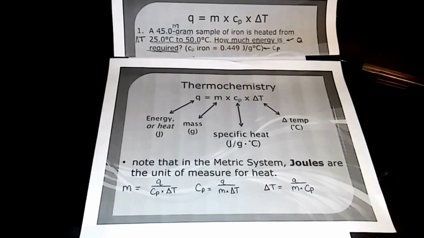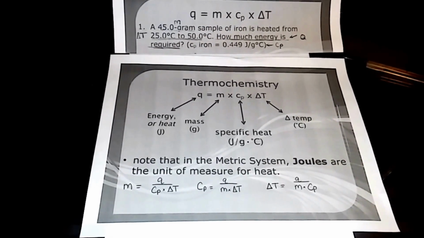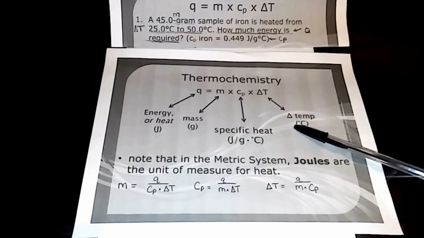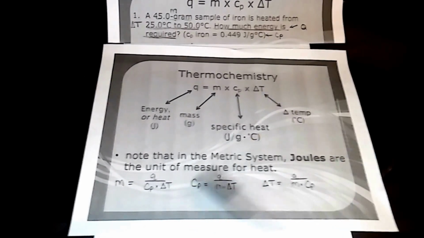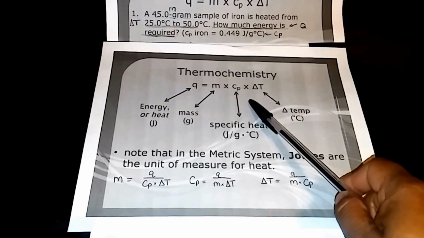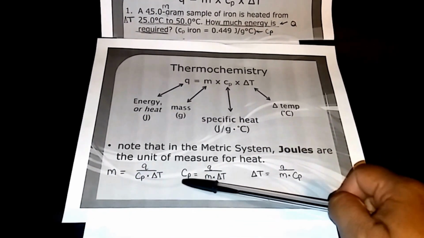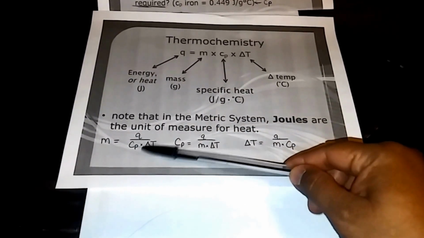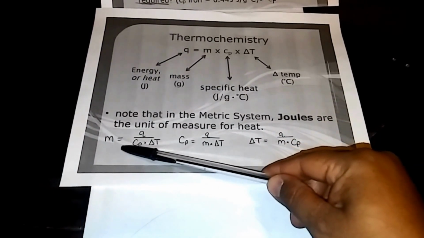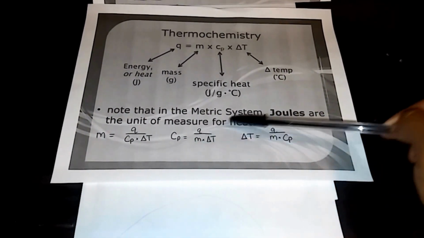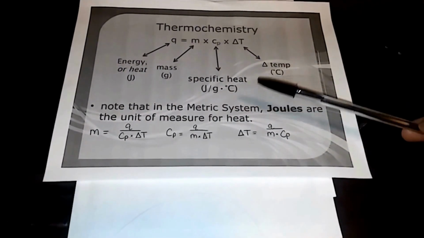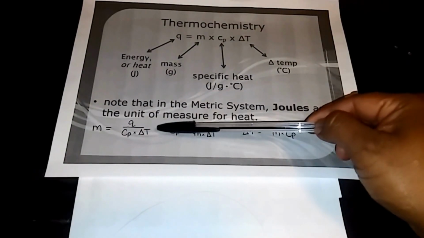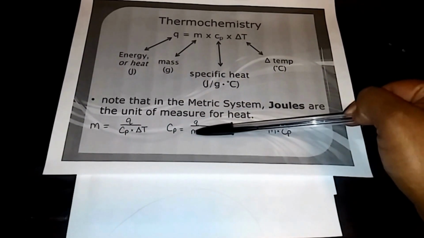Alright, so today we're going to solve problems for thermochemistry. And this is one of the slides that was on your PowerPoint that you had to take notes over. One of the things that I wanted to point out is that you can manipulate this formula to find either mass, specific heat, or change in temperature. Okay? Another thing I want you to notice is that when you manipulate them, all of them have Q on the top. So don't think of it as different formulas. Think of it as one main formula, but all you're really doing is manipulating it. And Q is always going to be on top.